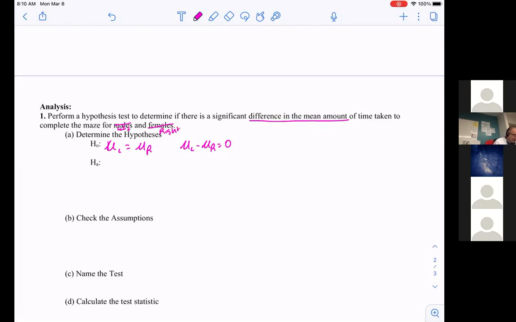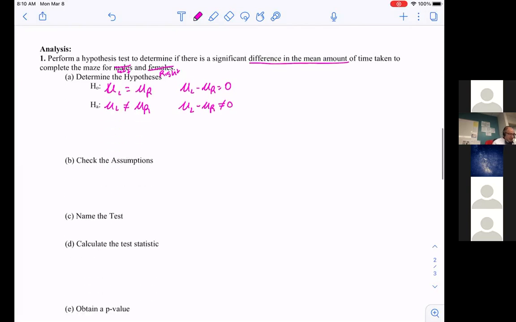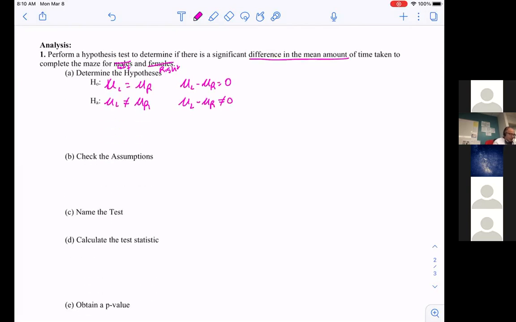So in that case, my alternate could be the mean of left is not equal to the mean of right. So we've essentially turned this into a 2-tailed test, which is going to be double my area. So it's going to be a little bit harder to reject that null hypothesis, but we'll see where it goes. In this case, we'll also write this as the mean of left minus the mean of right is not equal to 0. Okay, so that's what we're after here, 2 samples. We're going to check our assumptions.